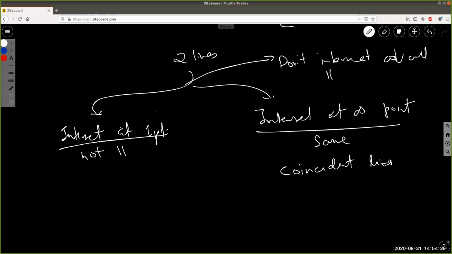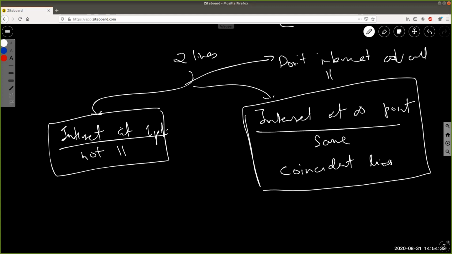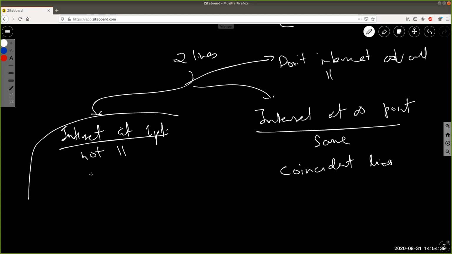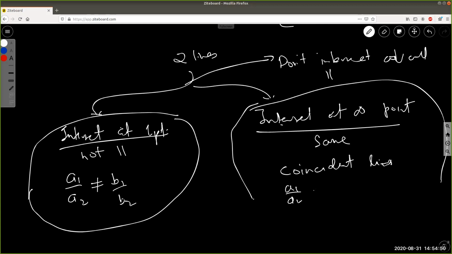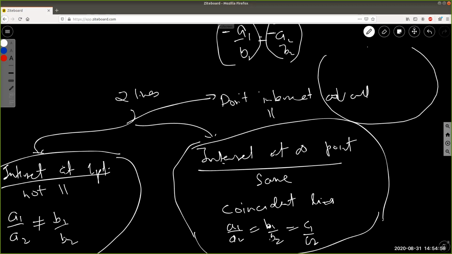Understood? What is the condition for this, bolo? Mathematical condition. So for the first one, it is a1 by a2 not equal to b1 by b2. Correct. What for this coincident lines? a1 by a2 equal to b1 by b2 equal to c1 by c2. And for this one, don't intersect at all, a1 by a2 is equal to b1 by b2, not equal to c1 by c2. Copy कर लो.